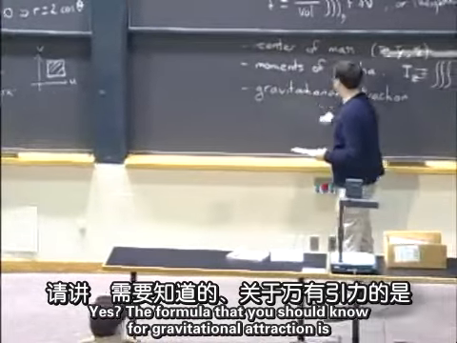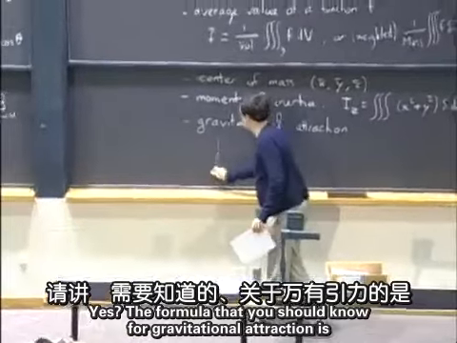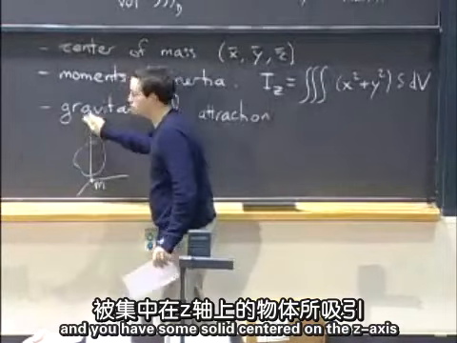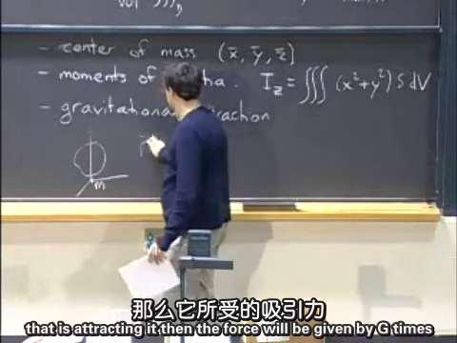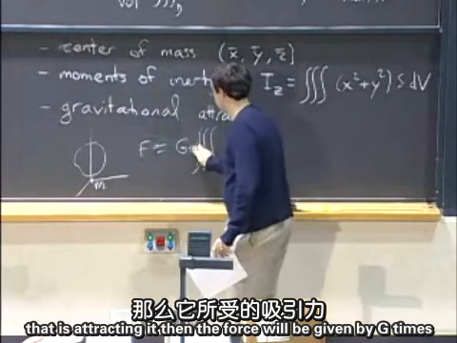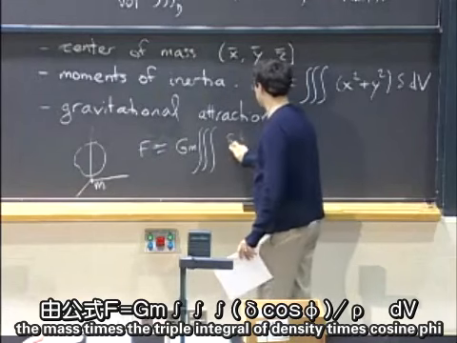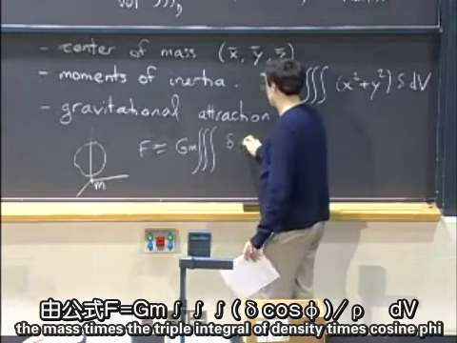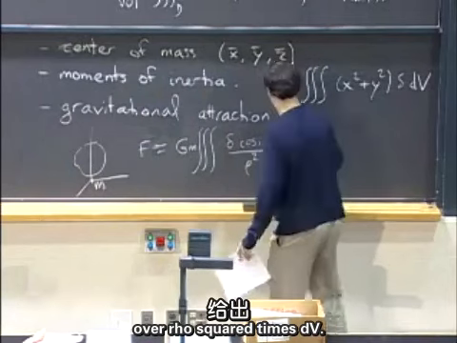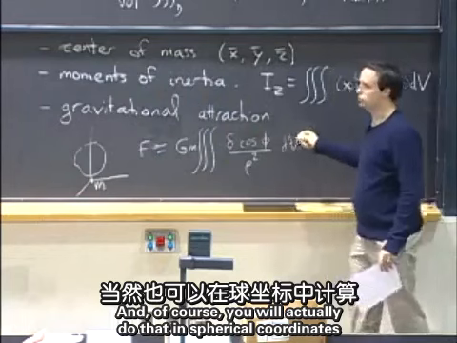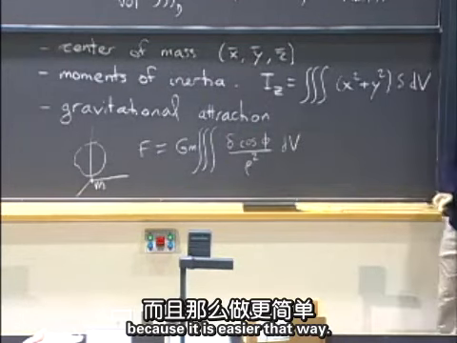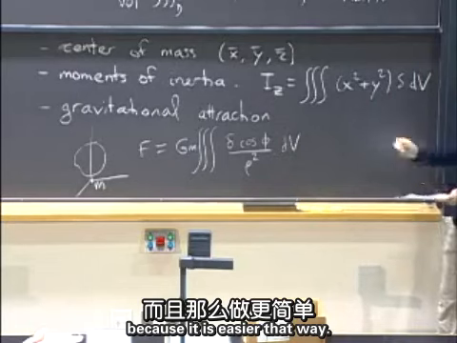The formula that you should know about gravitational attraction is that if you have a point mass at the origin, and you have some solid centered on the z-axis that's attracting it, then the force will be given by G times the mass times the triple integral of density times cosine phi over rho squared times dV. And of course, you will actually do that in spherical coordinates because it's easier that way. Okay, that's the formula I have in mind.